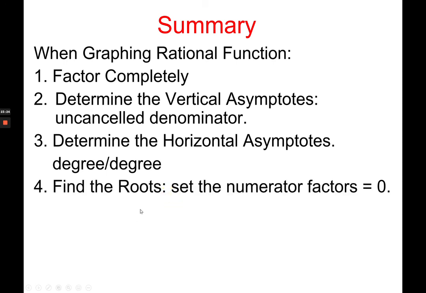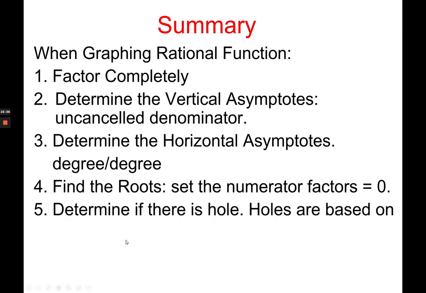Step 4, find the roots. You just set your numerator factors equal to 0. It will also give you hints of the points where the graph intersects the x-axis. And lastly, most importantly, if there is a hole, there is a cancelled factor, because holes are based on the cancelled factors. Please do note also and draw an unshaded circle for the existence of the hole on the rational function.